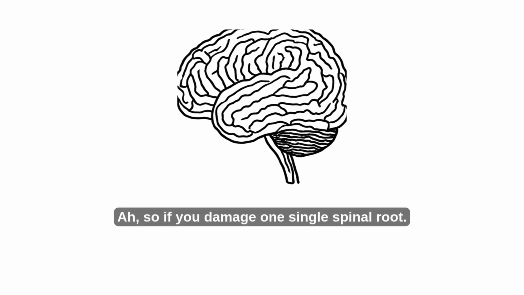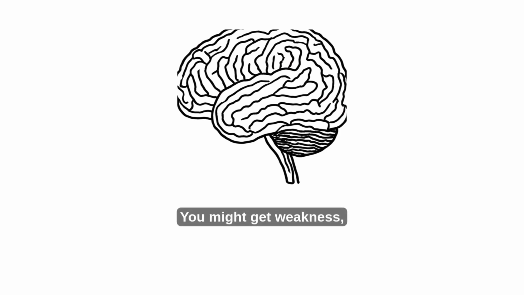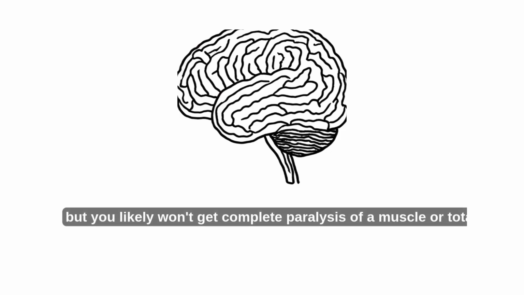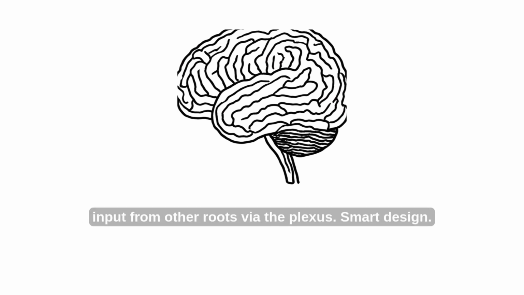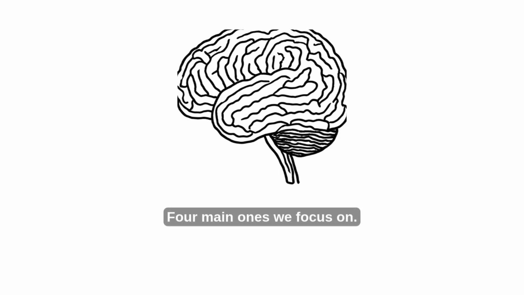So if you damage one single spinal root? You might get weakness, but you likely won't get complete paralysis of a muscle or total numbness in an area, because it's probably receiving input from other roots via the plexus. Smart design. And there are four major ones. Four main ones we focus on.